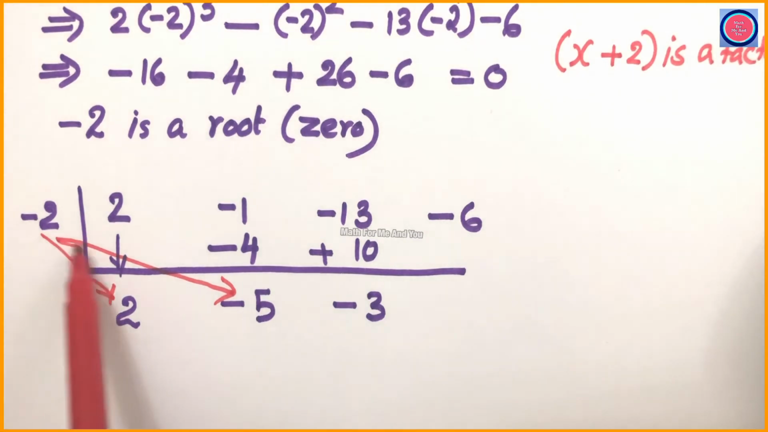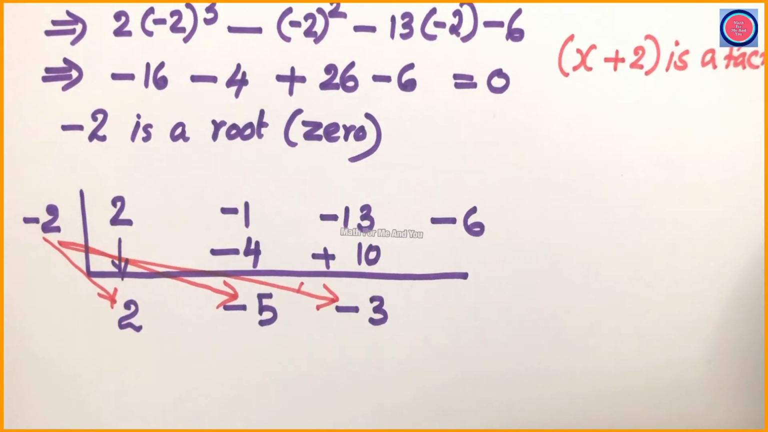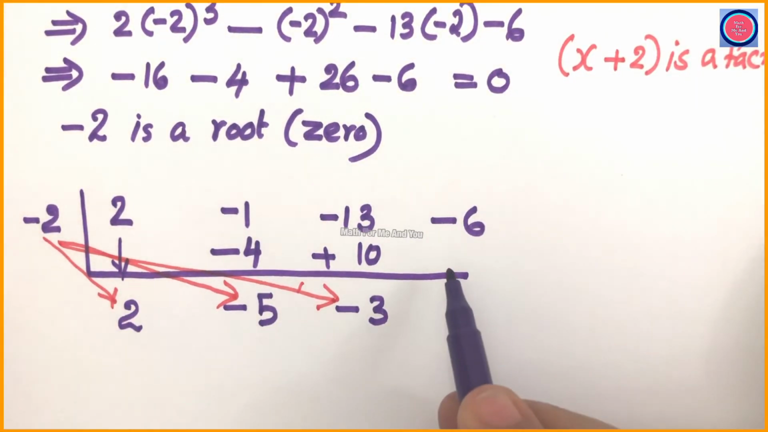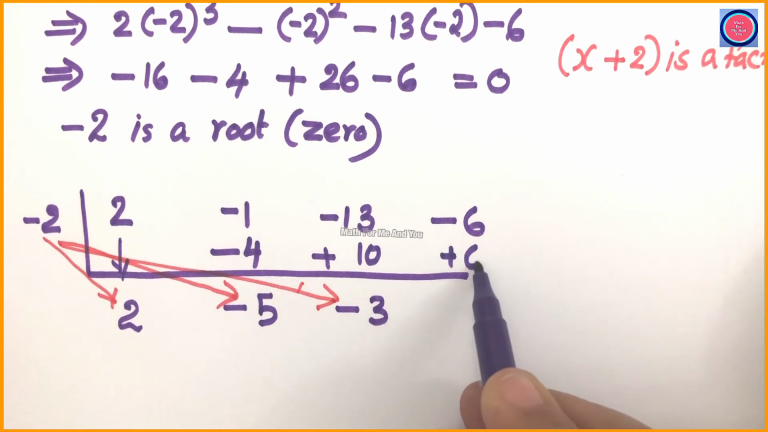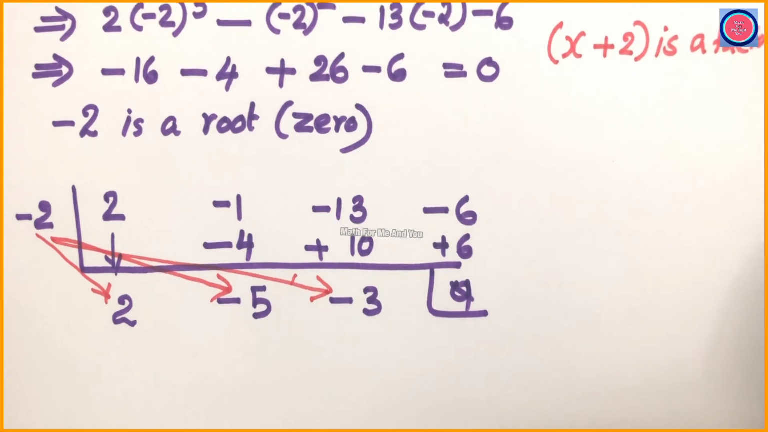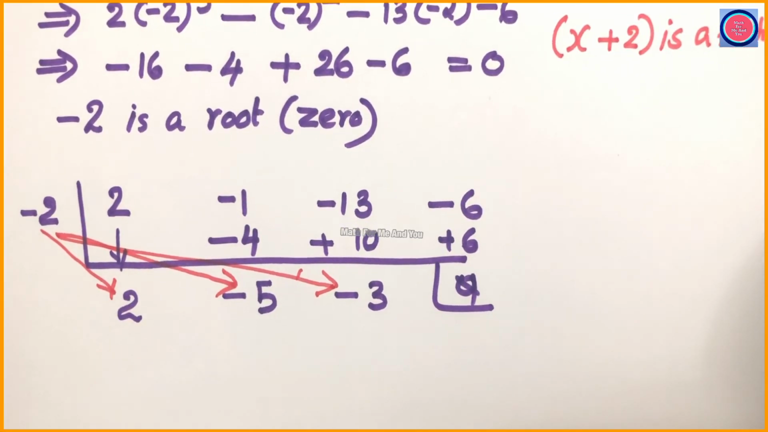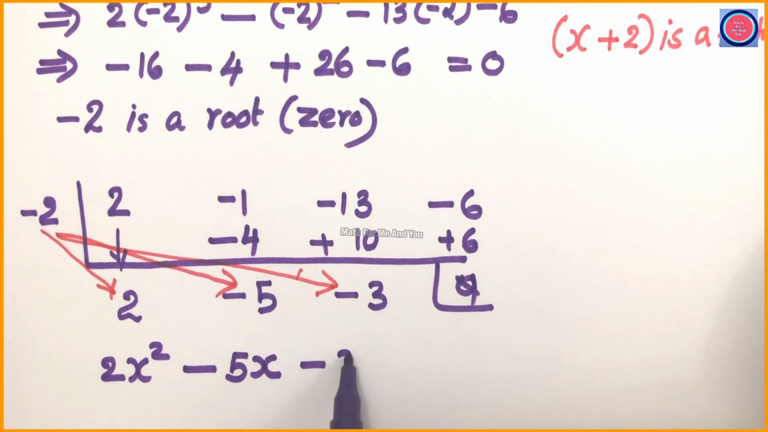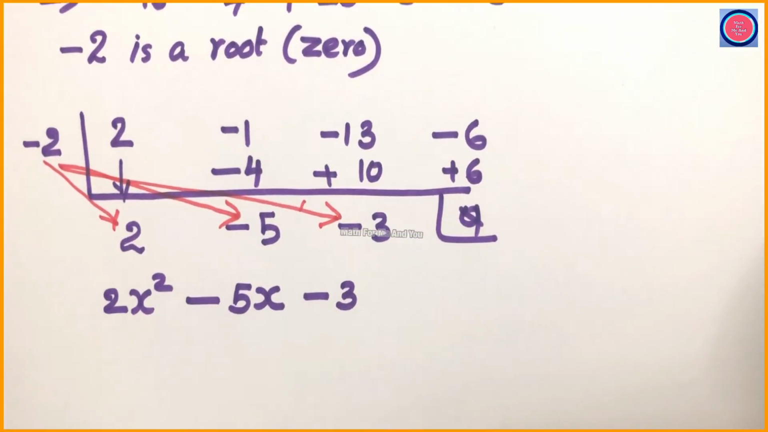Diagonally multiply with minus 2. Minus 2 times minus 3 is plus 6. So we get the result minus 6 plus 6 equals 0. Now the remaining are the coefficients of the quadratic polynomial. So we can write the quadratic polynomial as 2x square minus 5x minus 3. What is the next step? We need to factorize this quadratic polynomial.